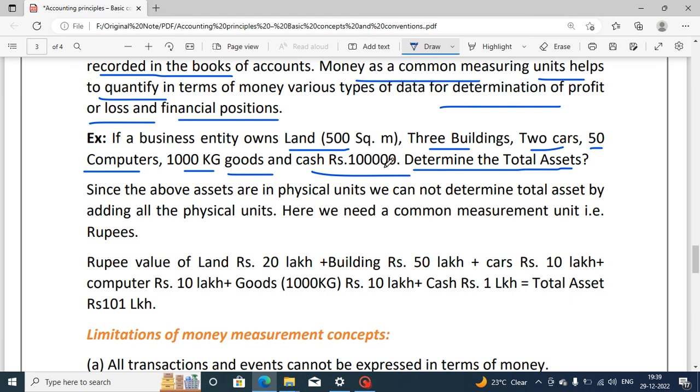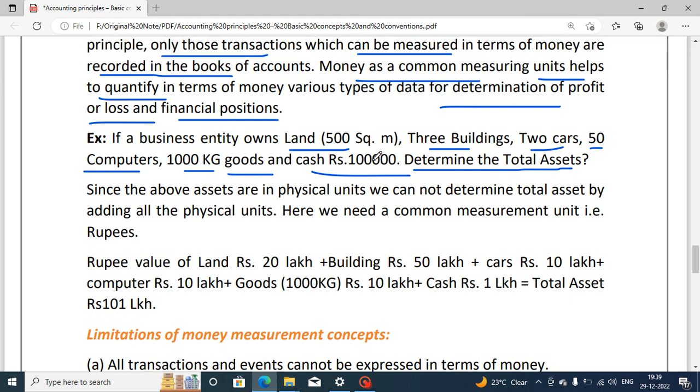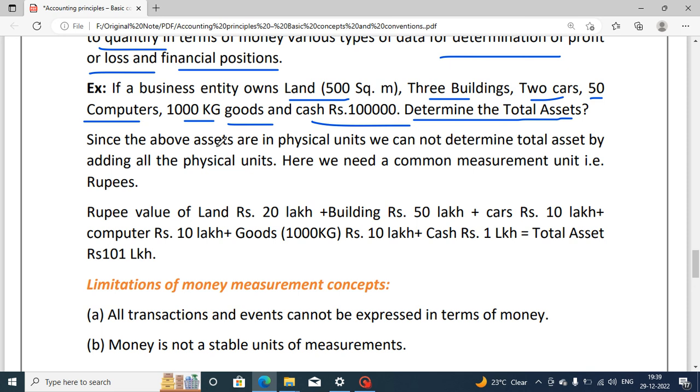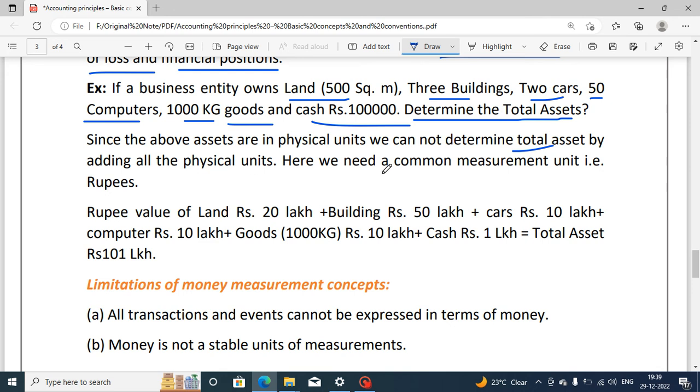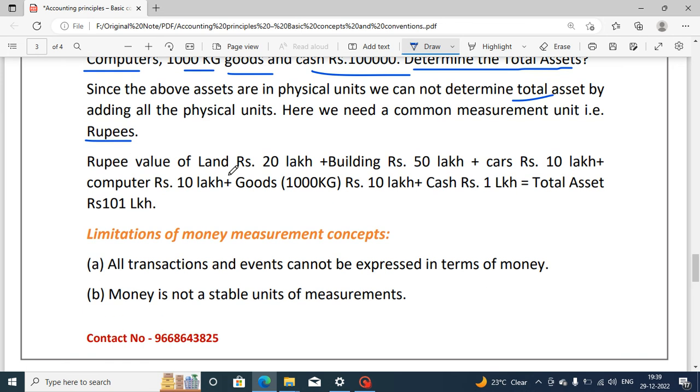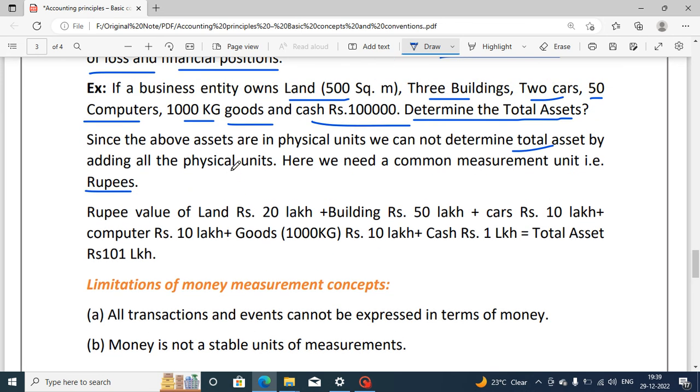Since the above assets are in physical units, we cannot determine total assets by adding all the physical units. Here we need a common measurement, that is rupees. Rupees in India, dollars in USA. That is money. So we have to measure the monetary value of land. What is the monetary value of land?